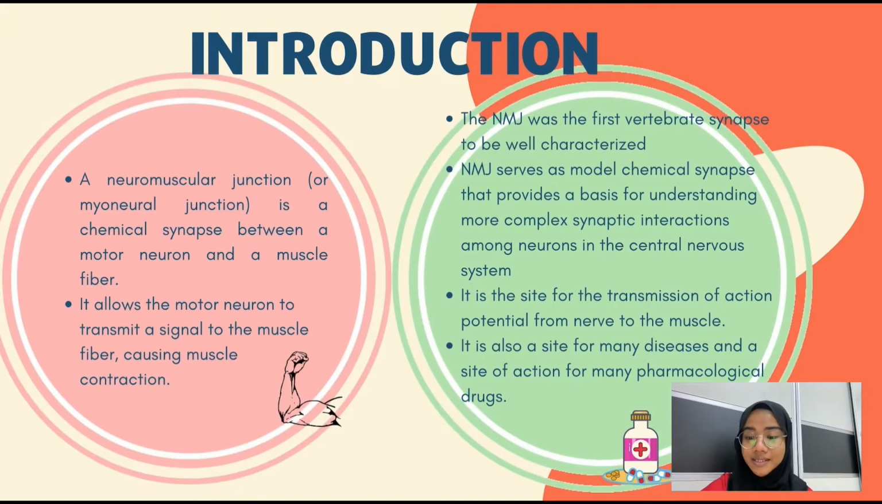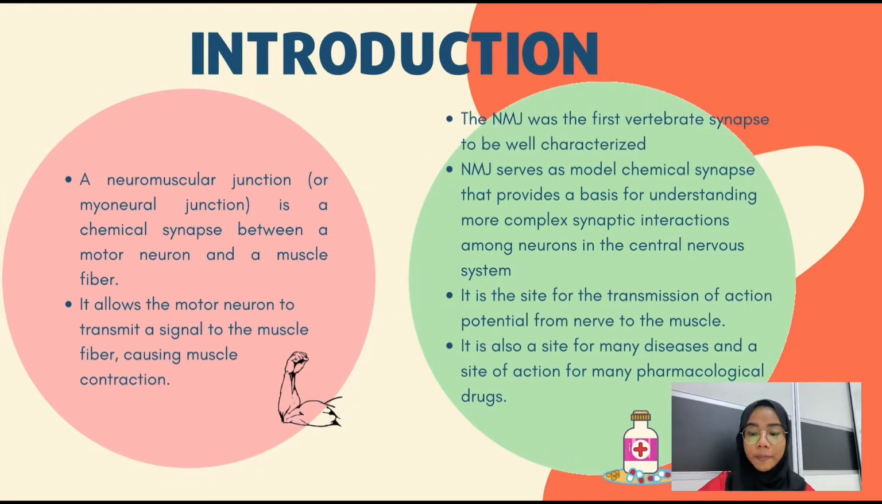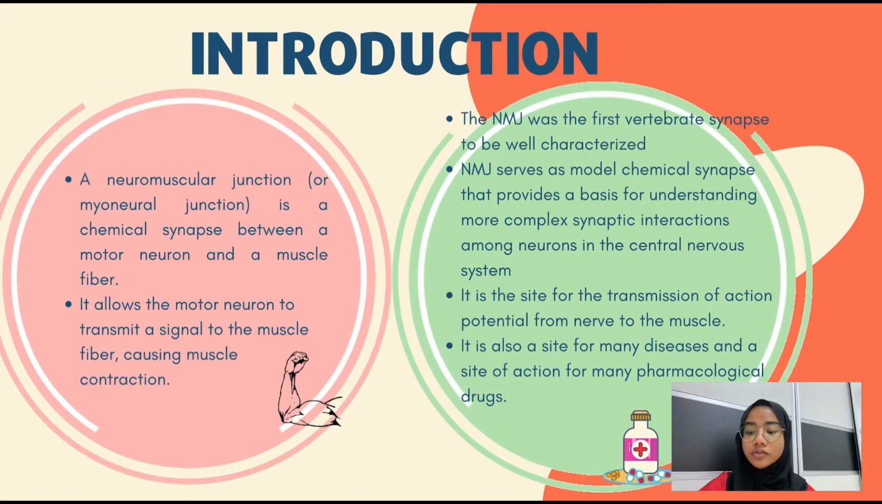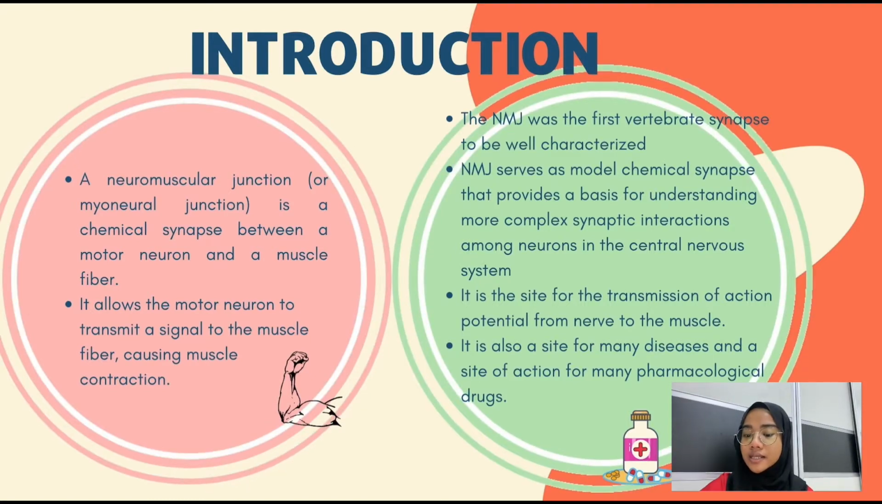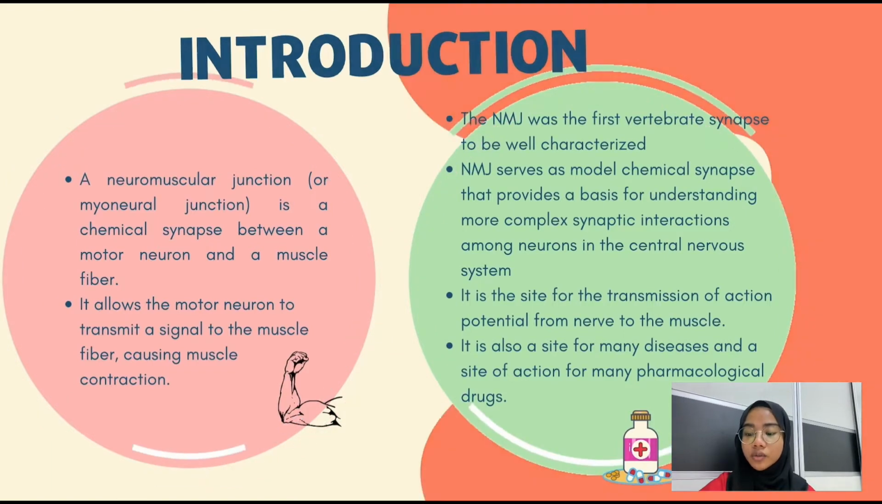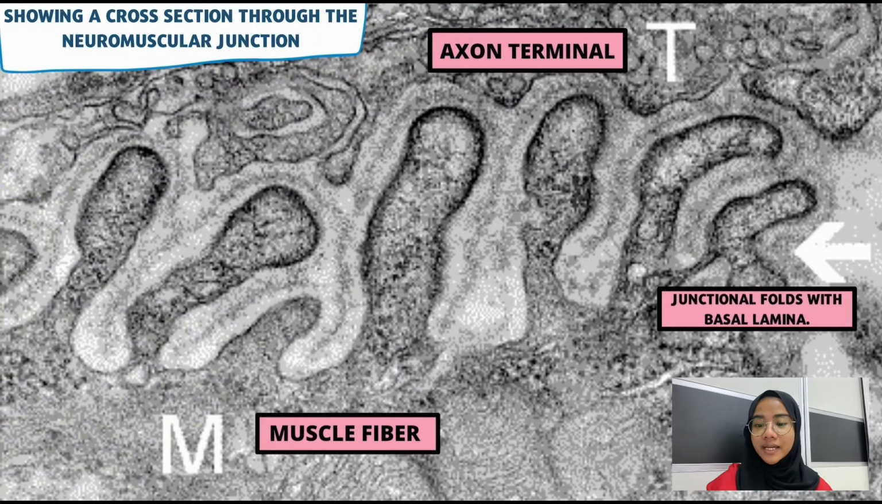It is also the site for the transmission of action potentials from nerve to muscle. And furthermore, it is also a site for many diseases and a site of action for many pharmacological drugs. Then the next page is an electron micrograph showing cross sections through the neuromuscular junction. The T is the axon terminal, the arrow is the junctional folds with basal lamina, and the M is the muscle fiber.